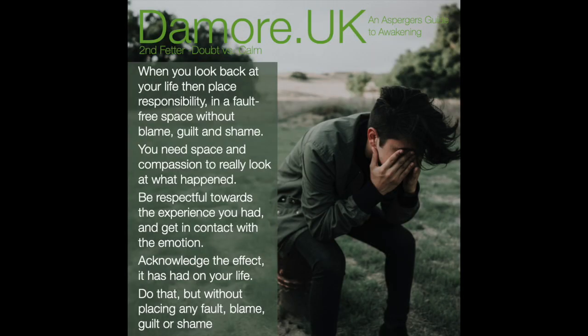So when you look back, in other instances where we feel guilt, then you can look back at whatever you did that you feel guilty about. And then you place responsibility. You need to be in that fault-free area with full accountability. Take full responsibility. But you place no blame, and you place no guilt, and you place no shame. You just look at what happened. So you need to create space and compassion and really look at what happened with full respect to the experience you had in order for you to get in contact with the emotion and acknowledge that effect that it had on your life. And you have to do that without placing any fault, any blame, complaint, guilt or shame.